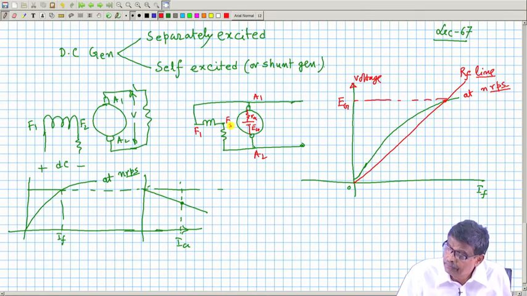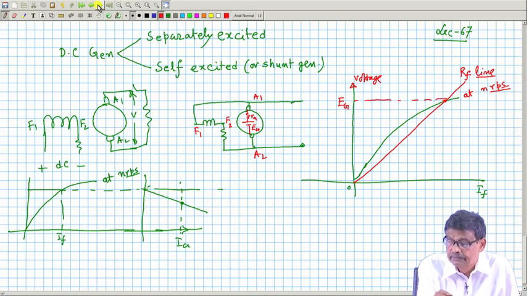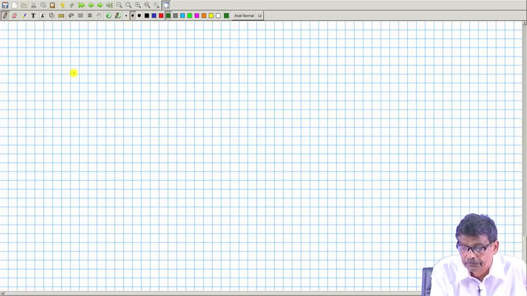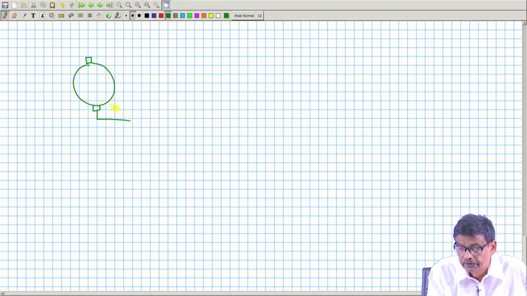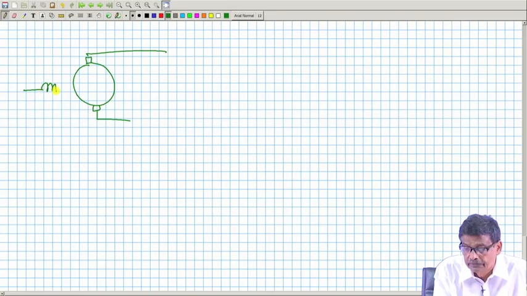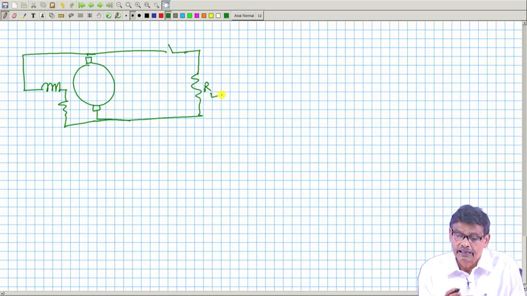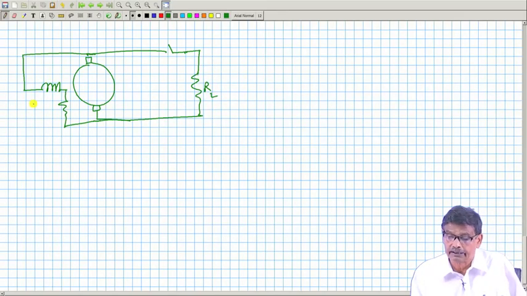Now, what about the load characteristics? I will go to the next page. It is nothing wrong if I redraw the things once more. So, this is the circuit diagram because that will be needed. This is your armature terminals and this is your field circuit terminals, and here is the switch where I will connect the load. Load means resistive, everything is DC, a load resistance, and that is all.